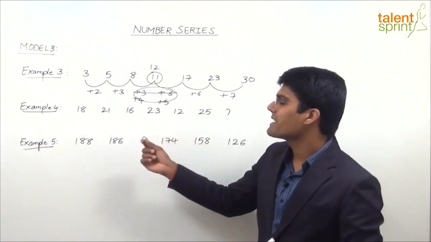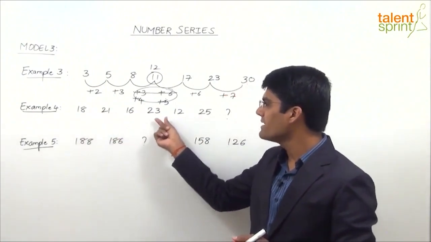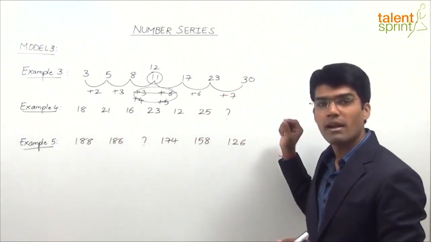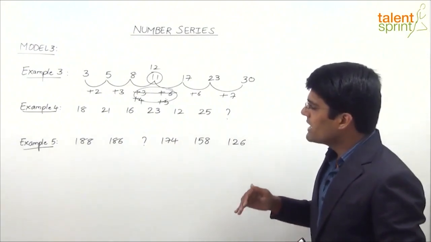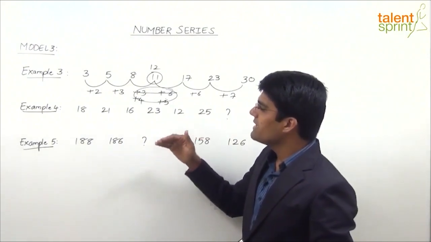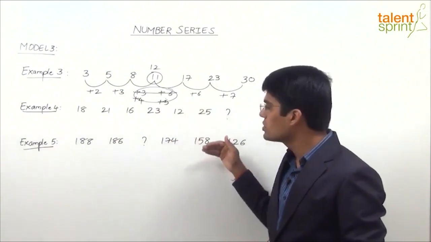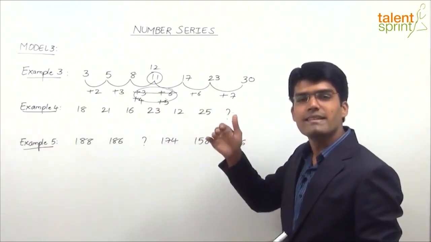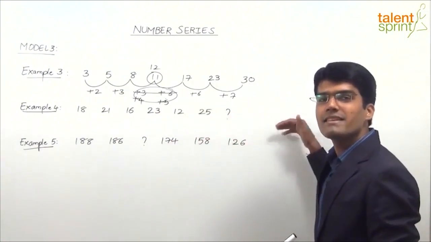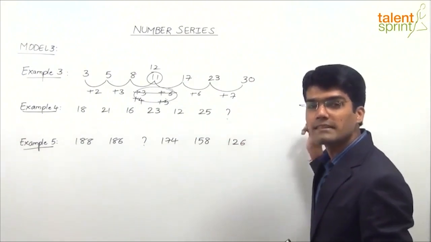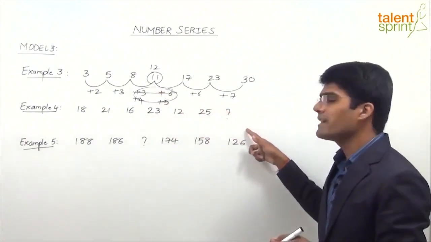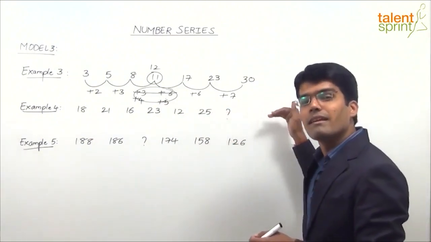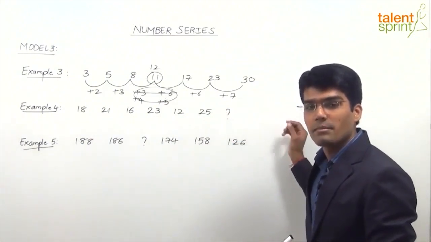Let us now take the next example, that is 18, 21, 16, 23, 12, 25, question mark. We are supposed to find out what comes in place of the question mark. Now if you try to observe the numbers here, 18, 21, 16, 23, 12, 25, these are like increasing, decreasing, increasing, decreasing and so on. So that's the flow of the series. It increases, decreases, then increases, decreases, increases. And the next one probably has to be a lesser number, a decreased number.